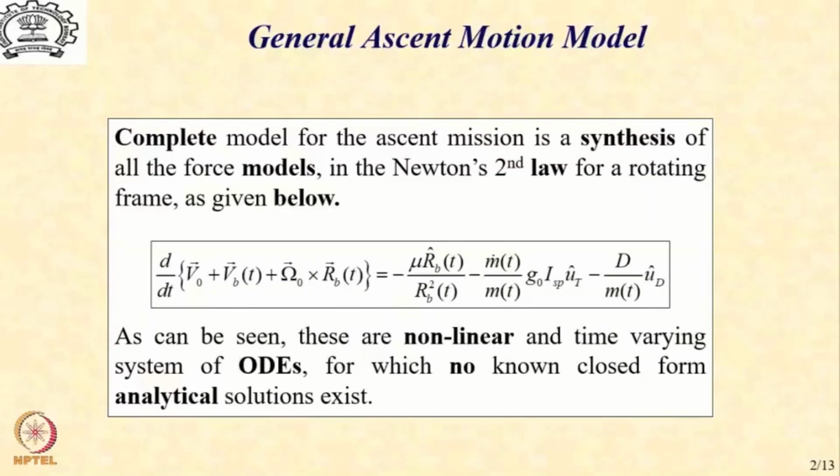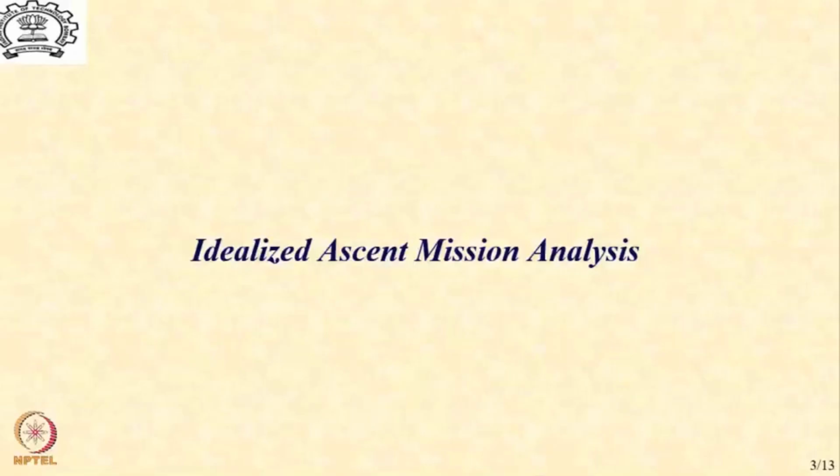Of course, at some point these equations will have to be solved through numerical techniques to generate accurate solutions for the trajectory. But to understand the overall implication of this equation, we can adopt a simplified approach through what we call an idealized ascent mission analysis, wherein we make certain assumptions, and in the process the equations are simplified so that we get a broad idea of what the performance is likely to be in a given context without a large amount of computational effort. So let us begin our discussion on the idealized ascent mission analysis.